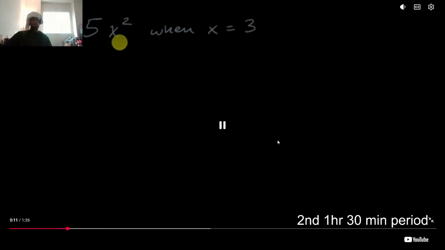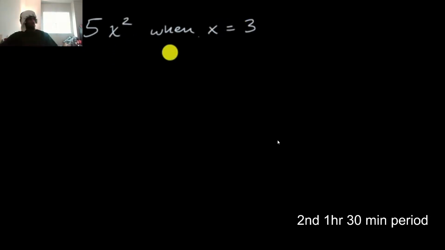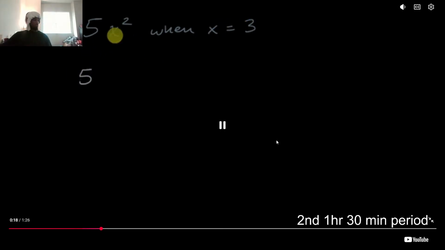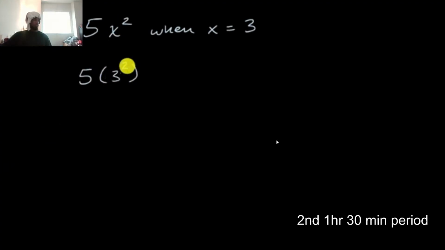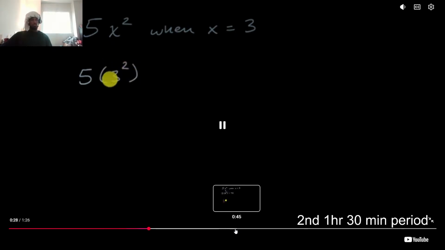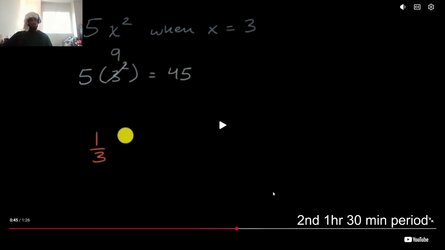All right, well, we just have to think about every place we see an x, we'll now replace it with a 3. So this is going to be equivalent to 5 times, instead of x squared, 5 times 3 squared. And we know from order of operations, we do the exponents first. So 5 times 9 is equal to 45.